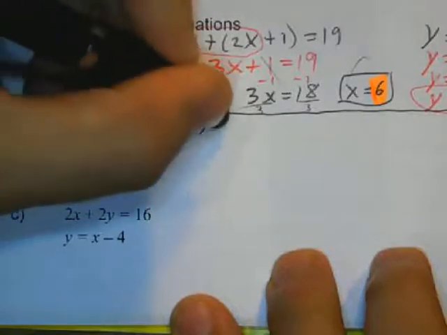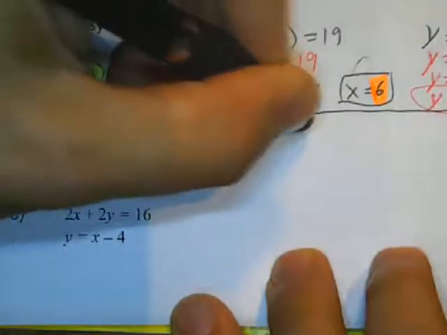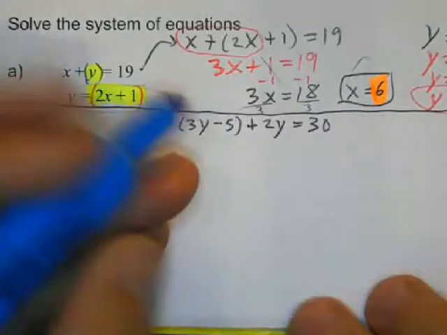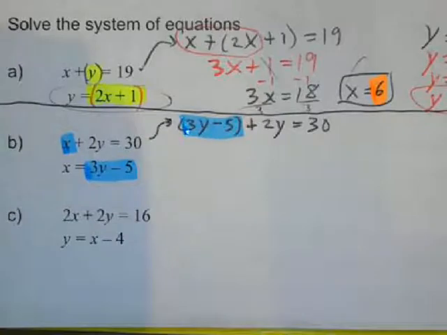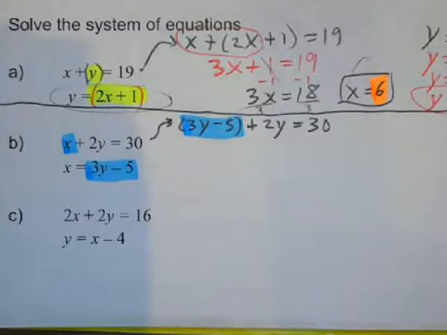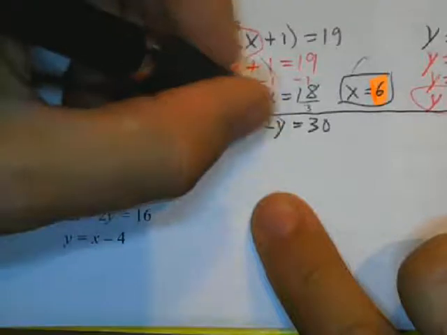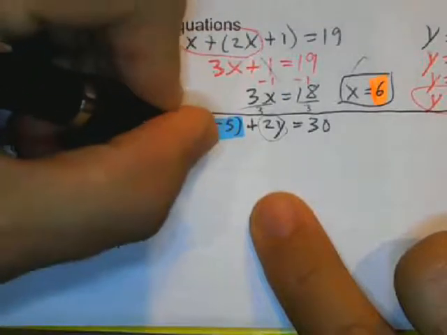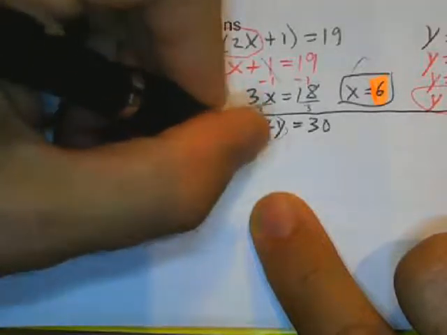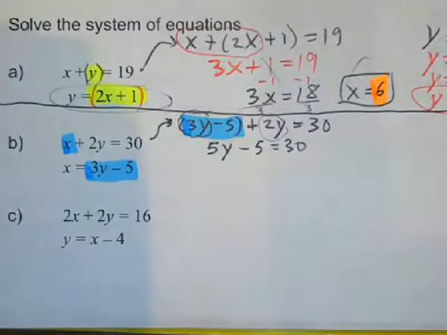3y minus 5 plus 2y equals 30. What did I just do? I substituted x with 3y minus 5. I substituted the blue for the blue. All right, now we can combine the like terms. 3y plus 2y, that's going to give me 5y, and now we've got this minus 5 equals 30. You might want to hit pause if you need time to think about that.